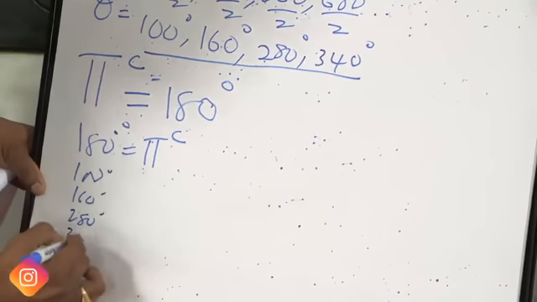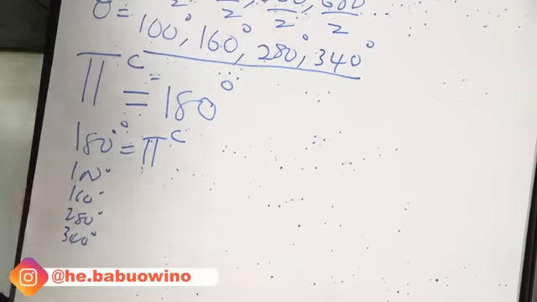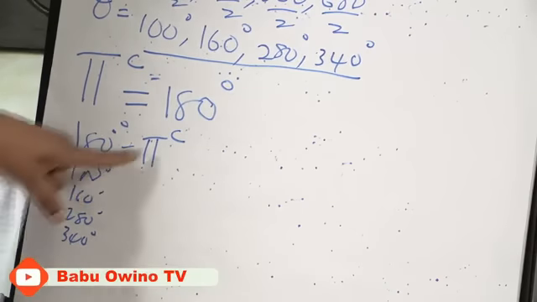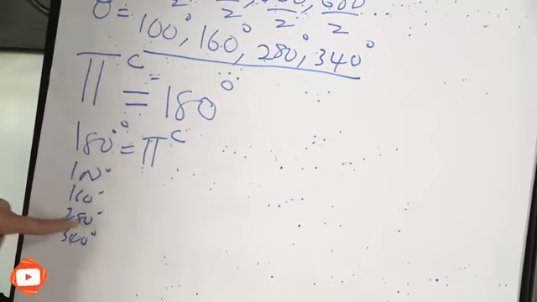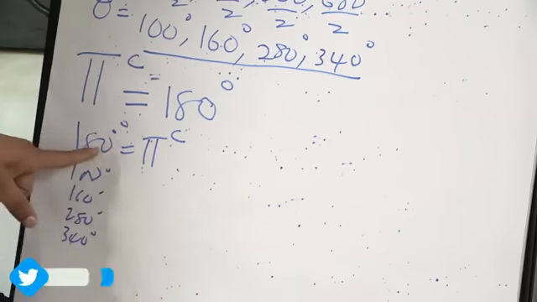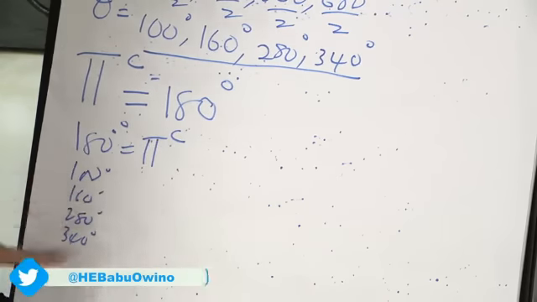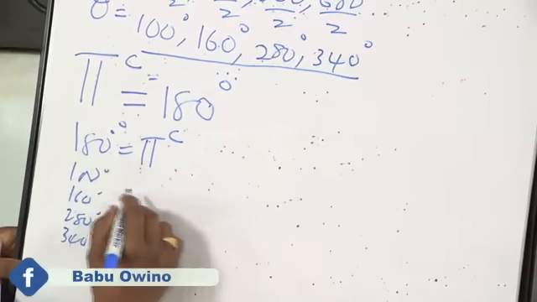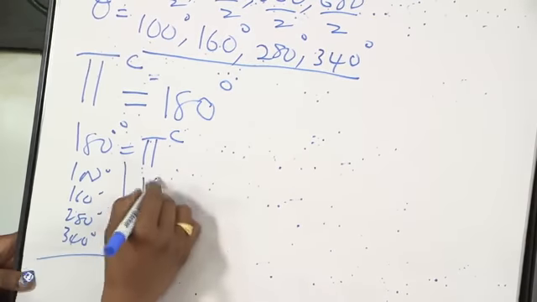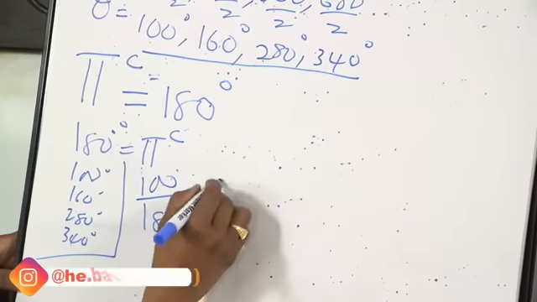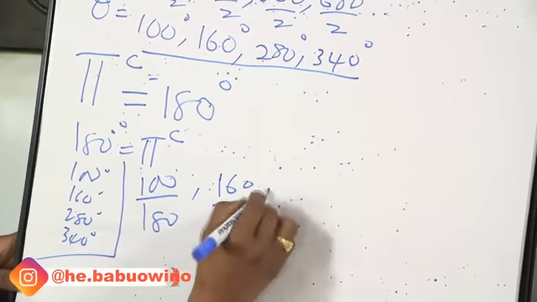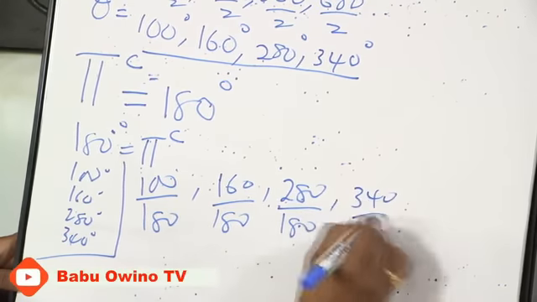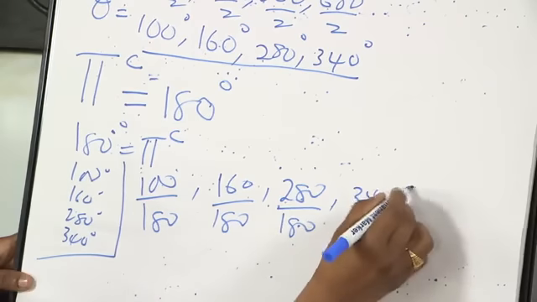What about 340 degrees? So you realize that we'll be multiplying 100 times pi, divide by 180. 160 times pi radians, divide by 180. 280 times pi radians, divide by 180. 340 times pi radians, divide by 180. So we divide all these angles by 180. So we'll have 100 divided by 180, 160 divided by 180, 280 divided by 180, and finally 340 divided by 180. They're in degrees.